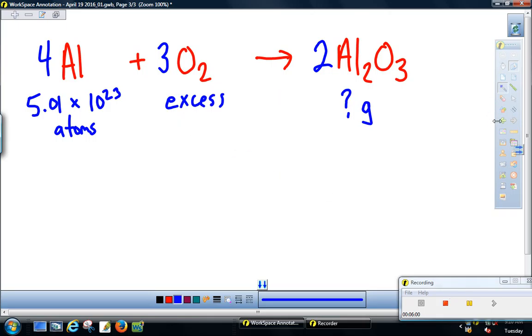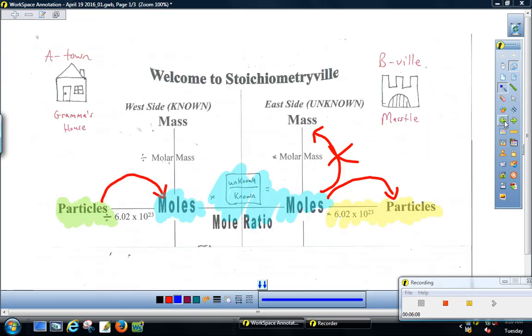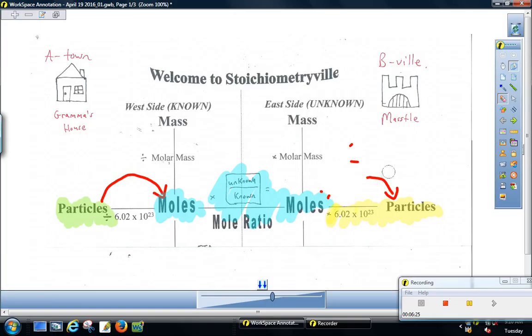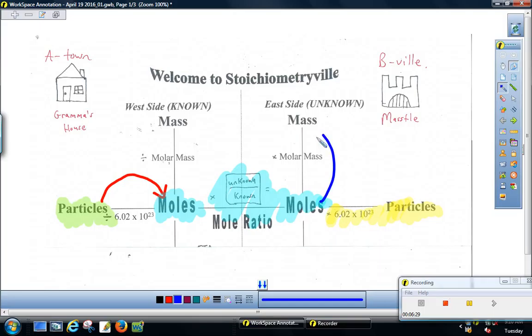Alright, so if we look at our pathway here, first step, we're going to convert number of particles into moles by dividing by 6.02 times 10 to the 23rd. We're then going to multiply by our molar ratio, unknown over known, to convert into moles of unknown, which is aluminum oxide. Then the last step asks us to solve for mass, and so we're going to follow the top pathway. So we want to go back into mass, not into number of particles, and we've got to multiply by the molar mass of our unknown, aluminum oxide, to do that.